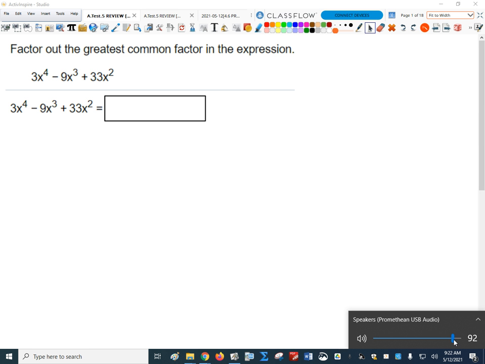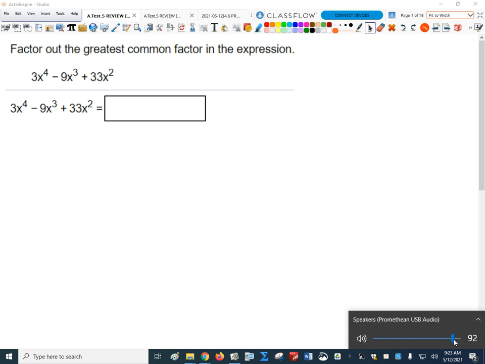Factor out the greatest common factor. Reviewees, so I guess it's you three, right? If you're a review person, why don't you go ahead and click them close so I can remember who it is, and you guys can be engaged here. What's the greatest common factor? What's the number part of it? 3. What's the variable part?